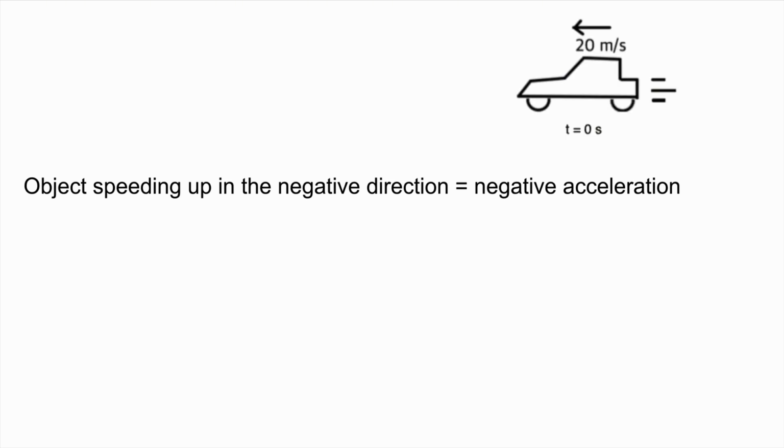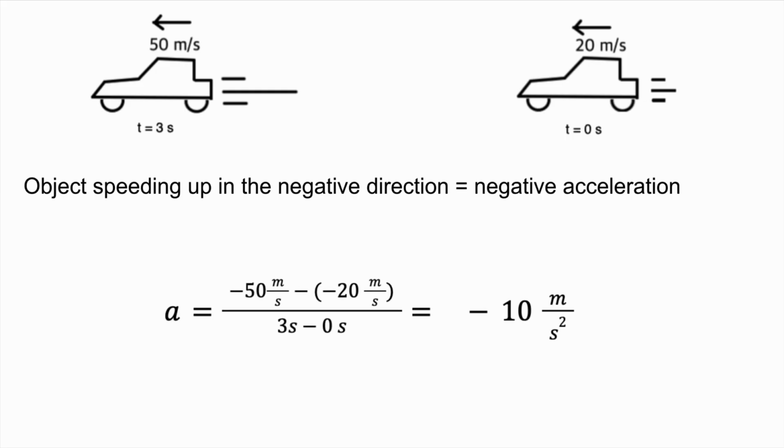Well, an object speeding up in the negative direction is experiencing a negative acceleration. So here I have this car going 20 in the negative direction, and 3 seconds later it's going 50 in the negative direction. It's speeding up in the negative direction. That means it has a negative acceleration, and we can prove it using this equation. My final was negative 50. My initial was negative 20. It took 3 seconds, and that gives me negative 10 meters per second squared.